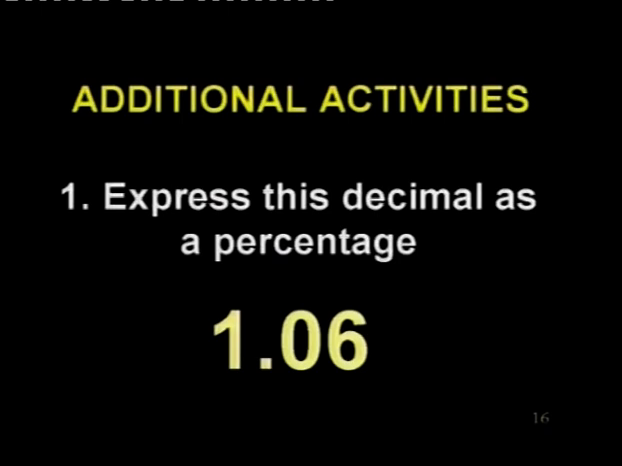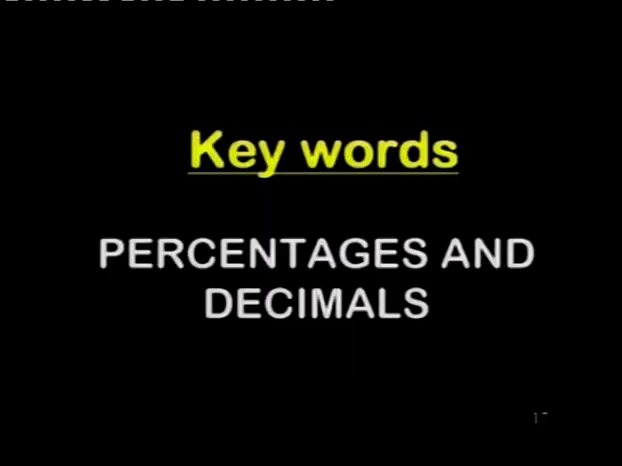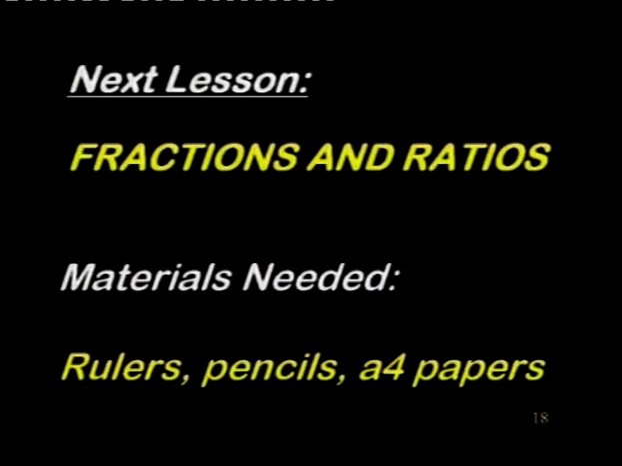Okay, these are the two additional activities that you have to do for homework. Make sure you follow the methods that you have learned today. Apply them to those two additional activities. Our keywords for today's lesson are percentages and decimals. Our next lesson will be on fractions and ratios. Materials needed: we need rulers, pencils, and A4 papers.